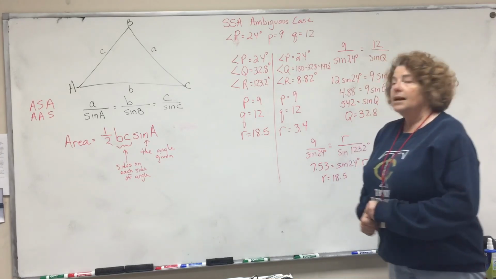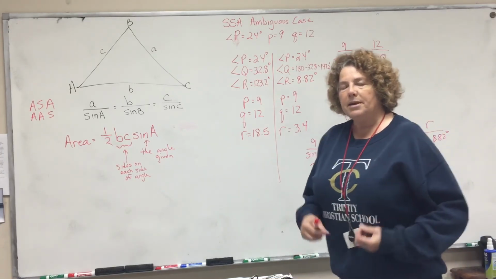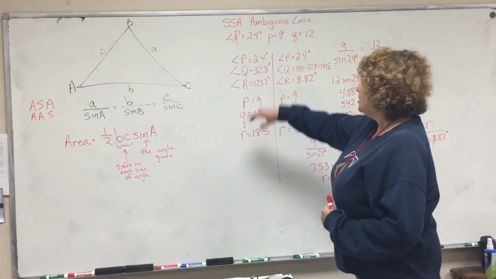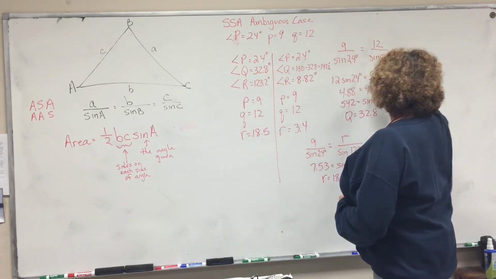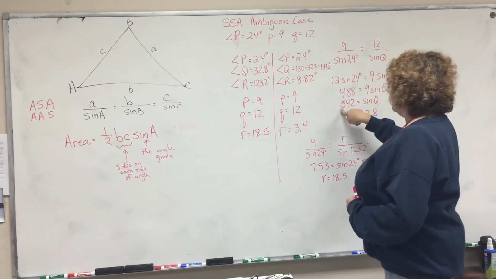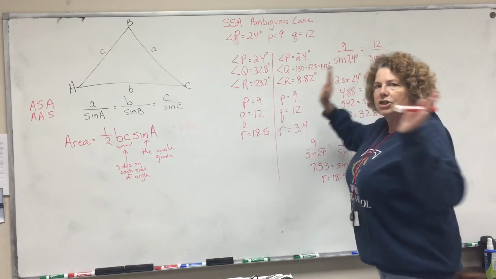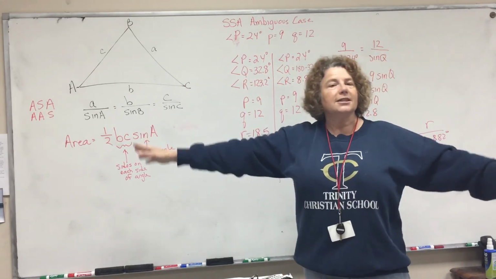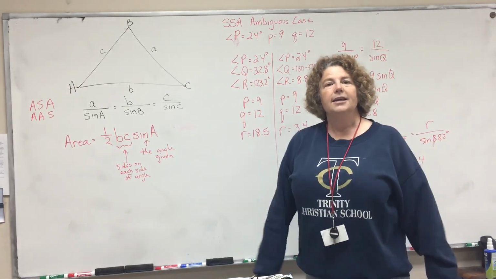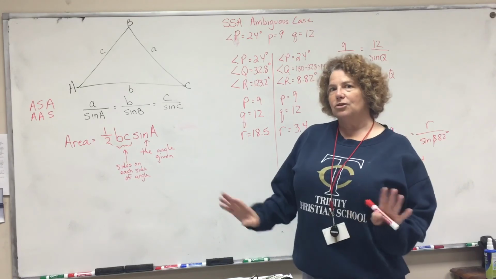Okay, that's how you would solve an ambiguous case. Now, if you got to this point here and you got the sine was over 1, then you could just abandon the entire project and say no answer, okay? So sometimes you want that, so you don't have to do so much work.